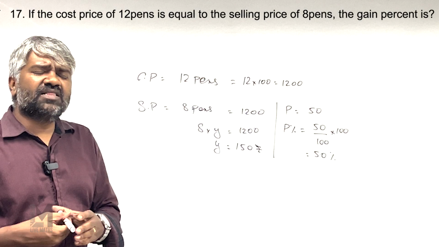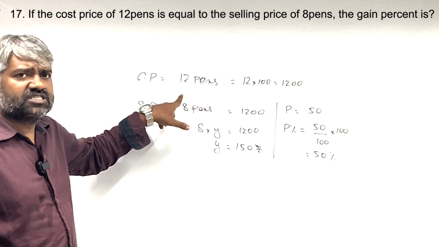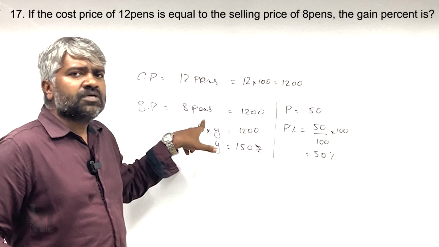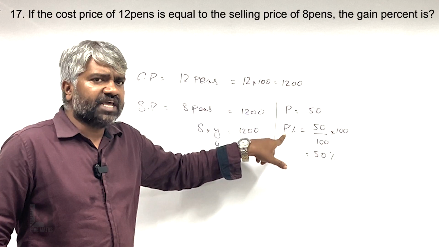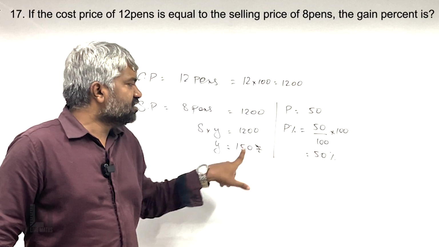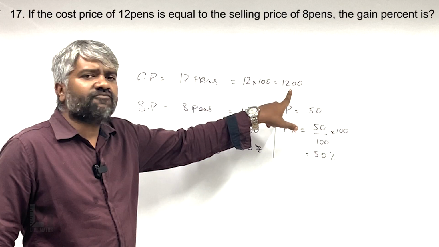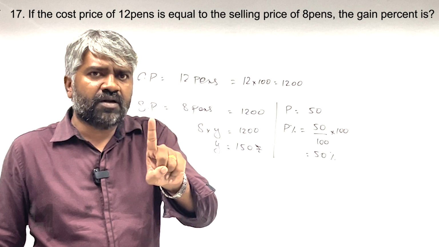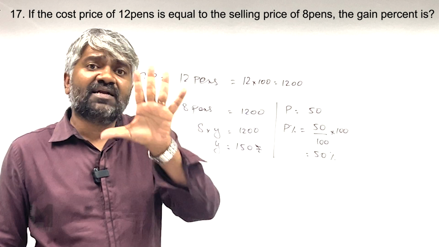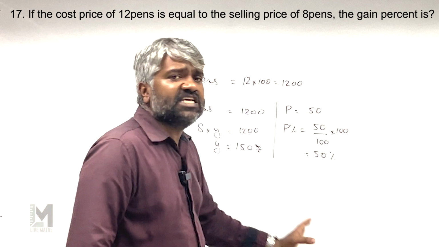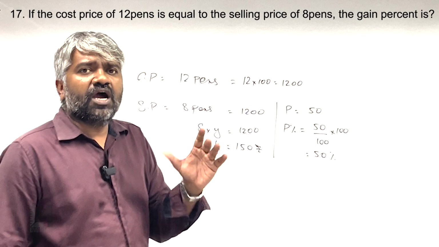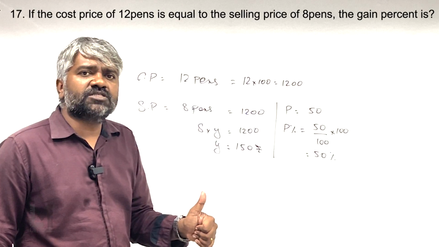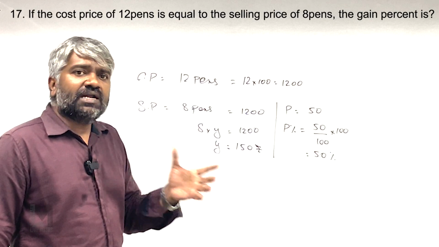Now you may think, sir, you bought 12 pens, you sold 8 pens, but while finding the profit percentage, you use the selling price of 1 pen and the cost price of 1 pen. See, whether you are finding the profit percentage for 1 pen, 2 pens, 12 pens or 10 pens, the profit percentage will not vary. I hope you understood from this. Now we will move to the next question.